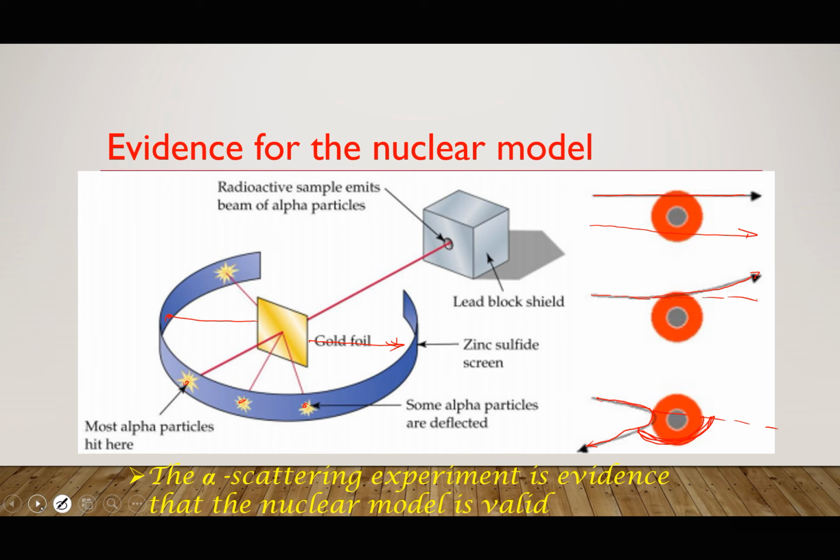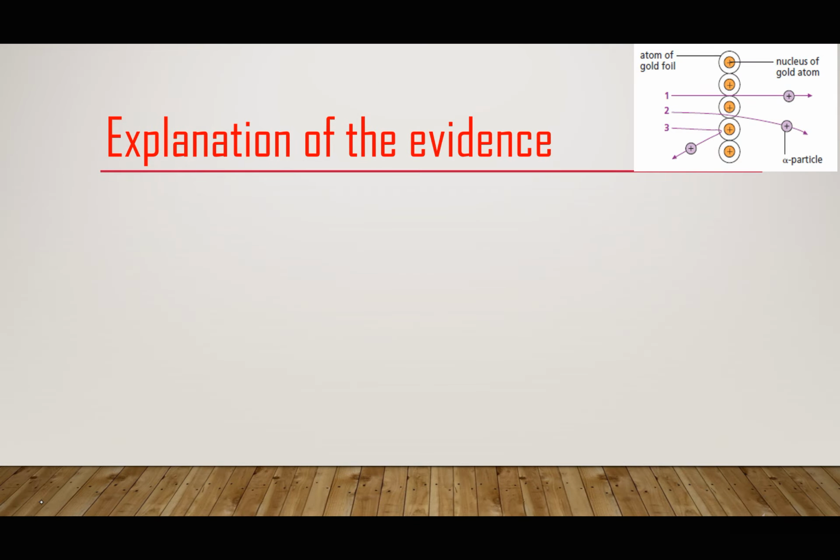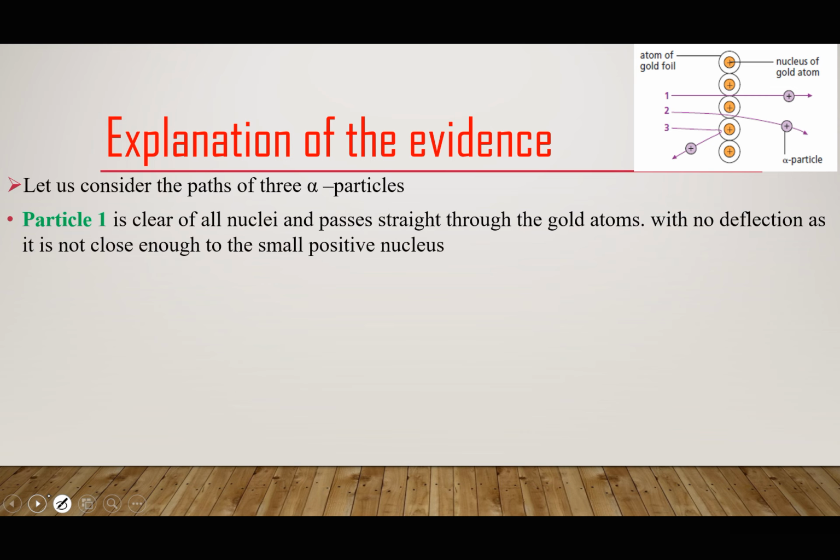In his explanation, if we consider just three paths of alpha particles as demonstrated here, particle 1 is very far from the center of the nucleus. Particle 1 is clear of all the nuclei and passes straight through the gold atoms with no deflection, as it is not close enough to the small positively charged nucleus. So the particles which go straight through are far away from the positively charged nucleus.